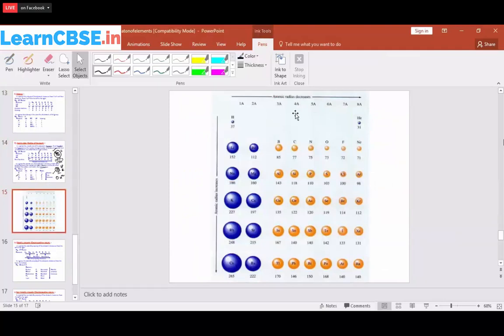So this is where the atomic radius decreases. Lithium is a very big one, so as we move across, the atomic radius is decreasing. But if you check it over here, the shells are increasing by one: lithium, sodium, potassium, rubidium, cesium. So the atomic radius increases. Radius is nothing but the distance between the nucleus and the outermost electrons.